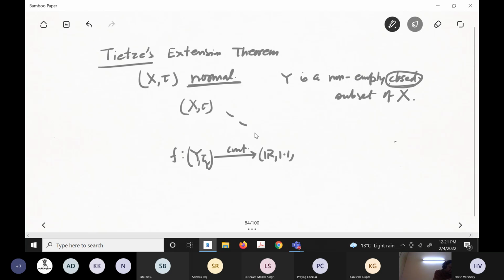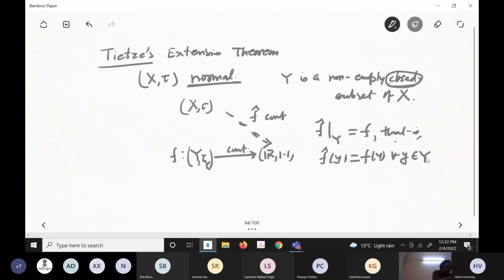Look, this is a standard thing. People call it f hat. When you take a broken arrow, this means the map was not there before and you have created it, and when we do the straight arrow, that means it was there. So there exists a continuous f hat such that f hat restricted to Y is f. That is, f hat(y) equals f(y) for all y belongs to Y. Look, this is important: continuous here, and continuous here. So this is one version.